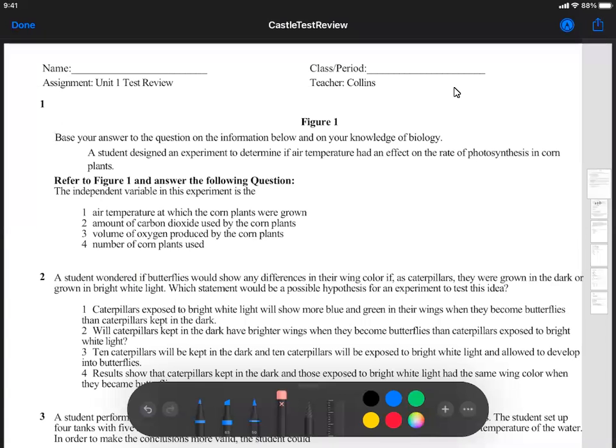A student designed an experiment to determine if air temperature had an effect on the rate of photosynthesis in corn plants. The independent variable in this experiment is the 1, air temperature at which the corn plants were grown, 2, amount of carbon dioxide used by the corn plants, 3, volume of oxygen produced by the corn plants, or 4, the number of corn plants used. Show me what you got in 3, 2, and 1.